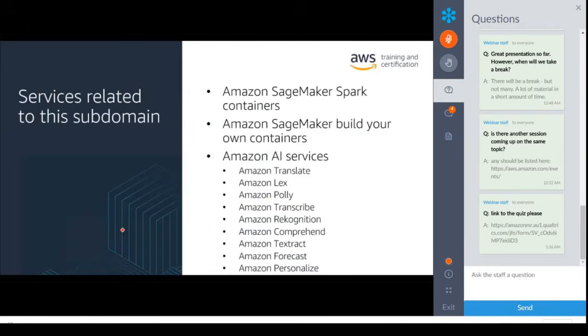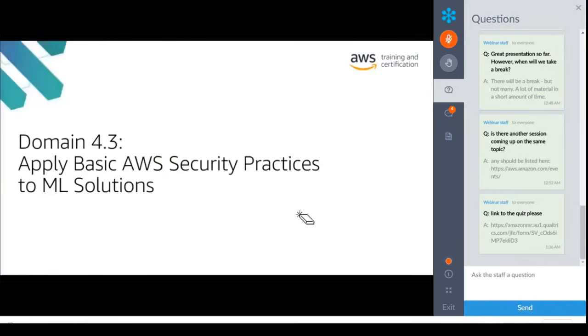Again, your business unit doesn't care. They don't care if you wrote brilliant code or you're just using a service that's already been written for you. The question is, are you delivering value to the business? So be aware of these AI services. That's very important, okay? So for this subdomain.